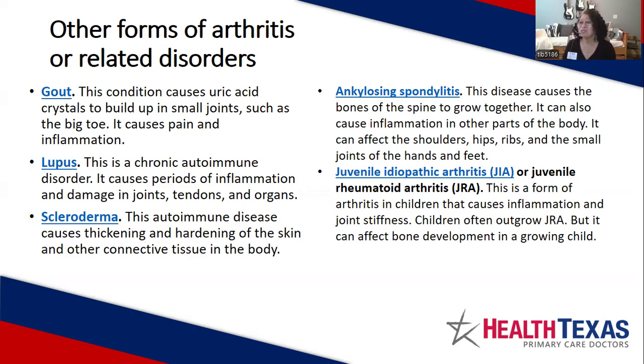And last but not least, juvenile idiopathic arthritis, or JIA, or juvenile rheumatoid arthritis, JRA. It's a form of arthritis that is found in children that causes inflammation and joint stiffness. Children often outgrow juvenile rheumatoid arthritis, but it can affect the bone development and growth in children, at times leaving them with gaps in their growth plates, having them be small in stature, and having some form of deformity of the bones as well.